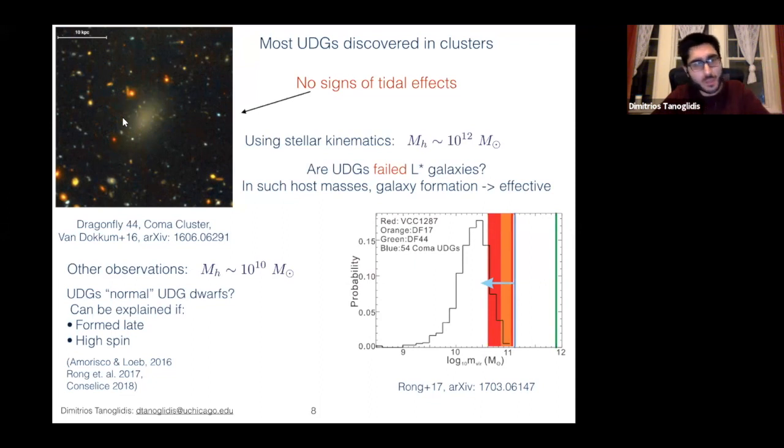Although some other observations have suggested that these are not failed galaxies; they are pretty much normal dwarf galaxies that, for some reason, have very high spins and they are very large, although they inhabit halos of the expected size. So this is another argument about why this low surface brightness galaxy research is interesting.